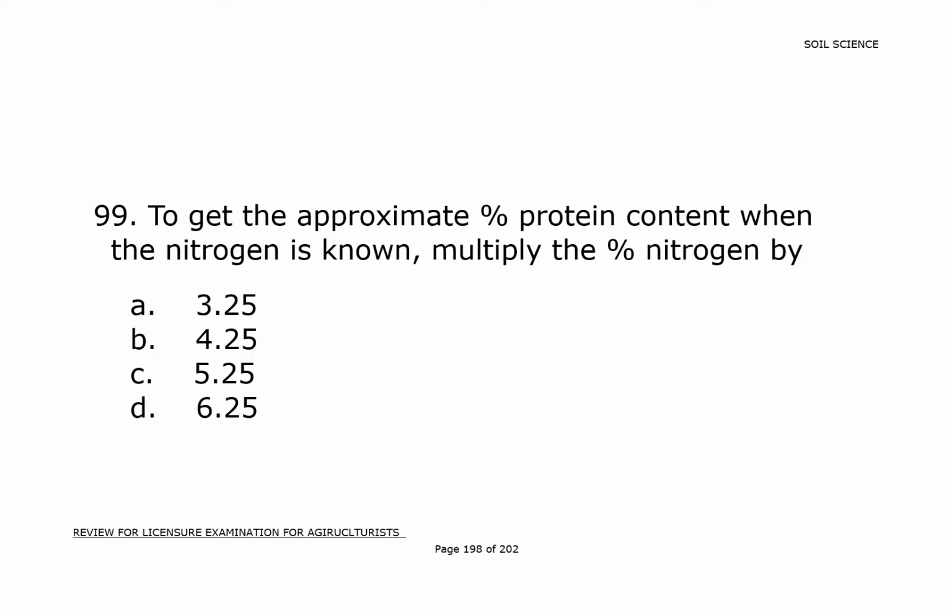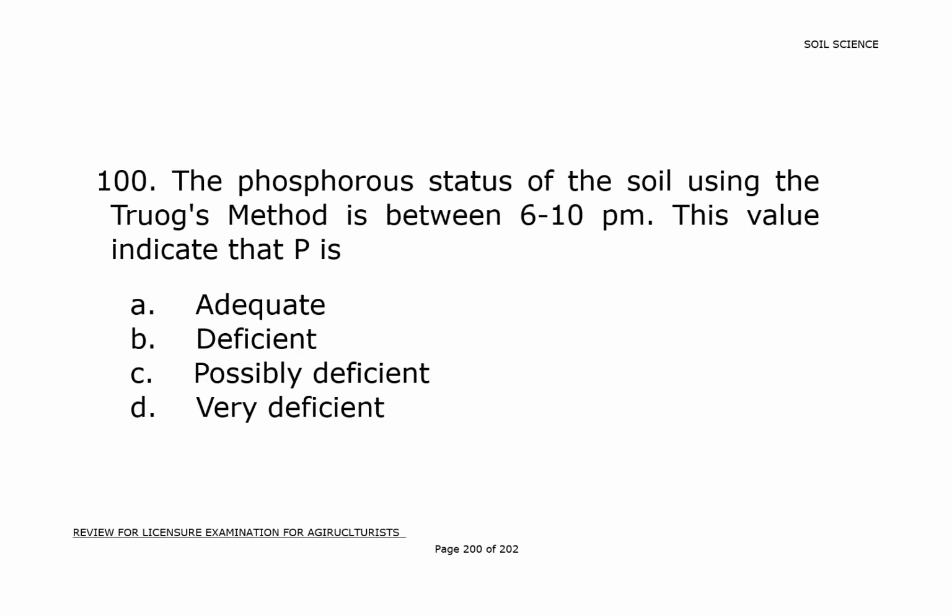Number 99. To get the approximate percent protein content when the nitrogen is known, multiply the percent nitrogen by A. 3.25, B. 4.25, C. 5.25, or D. 6.25. The answer is 6.25.